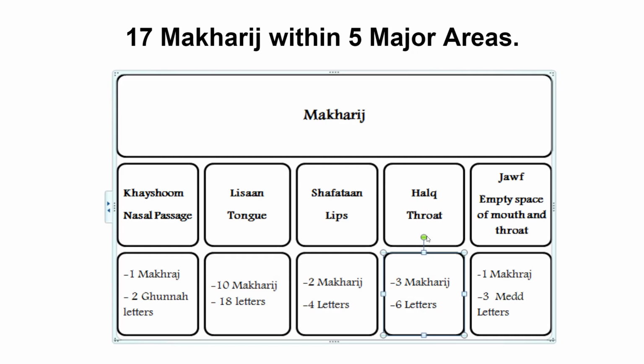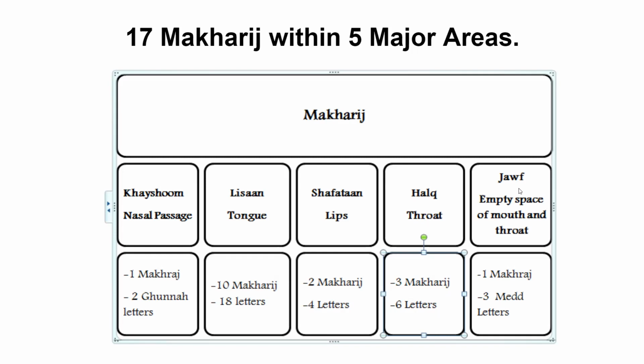Then we have al-halq, the throat, and from al-halq we have 3 makharij only. So there are 3 different areas of the throat that you can use in order to make different types of sounds. And from the halq we have 6 different letters. So 6 letters are from al-halq, the throat.